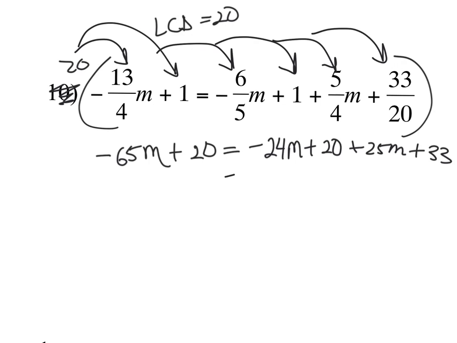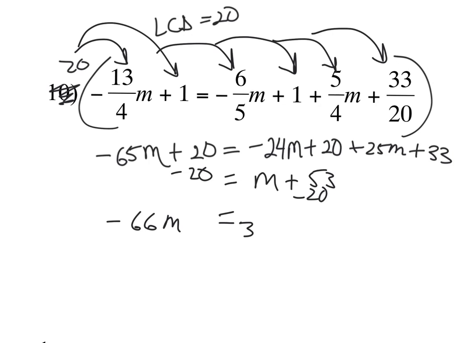So simplifying the right side a little bit, negative 24m plus 25m is m plus 53. Okay, so then going further, when we take away m from both sides, we'll have negative 66m, and take away 20 from both sides is equal to 33. So dividing by negative 66, we'll get that m is equal to negative 1/2.